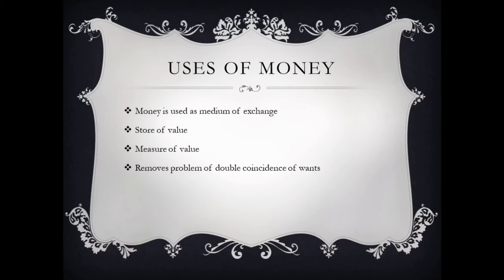From our discussion about the concept of money, we can derive the uses of money. Money is used as a medium of exchange, store of value, measure of value, and removes the problem of double coincidence of wants. How is money used as a medium of exchange?